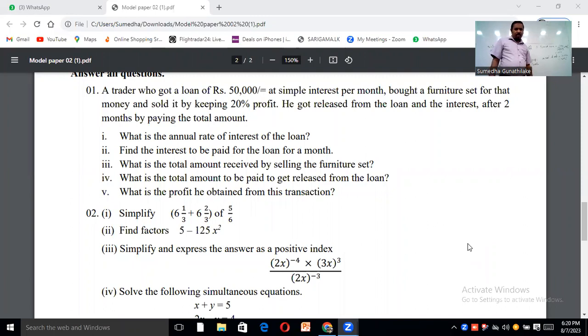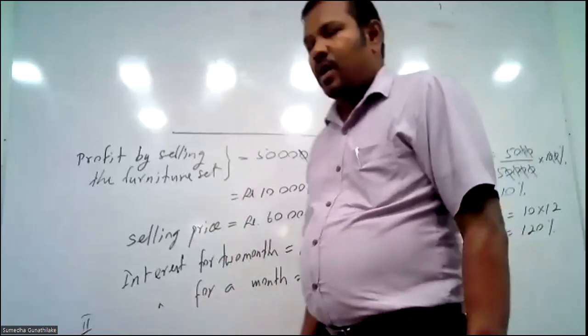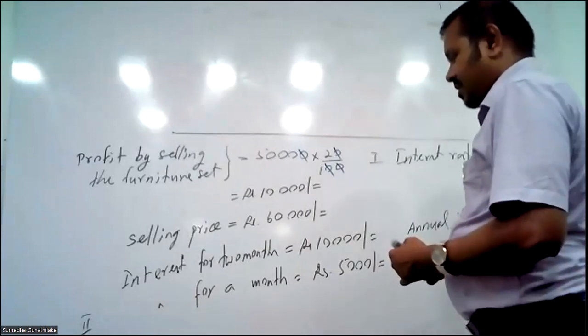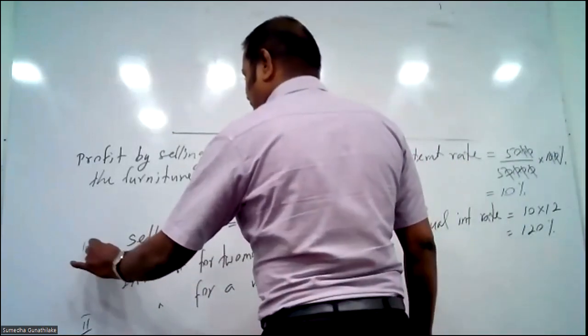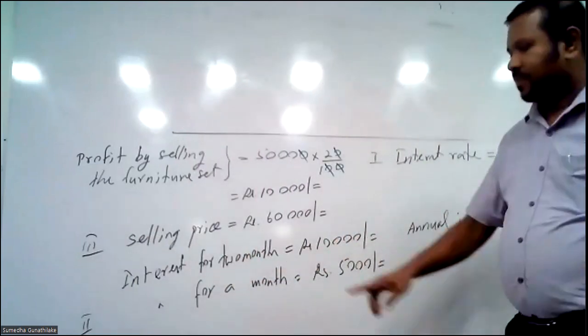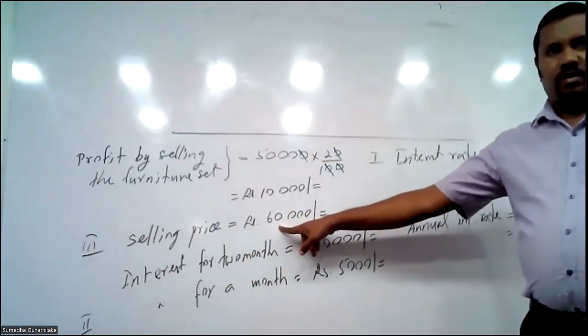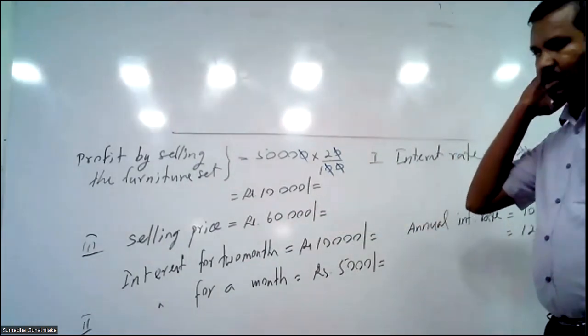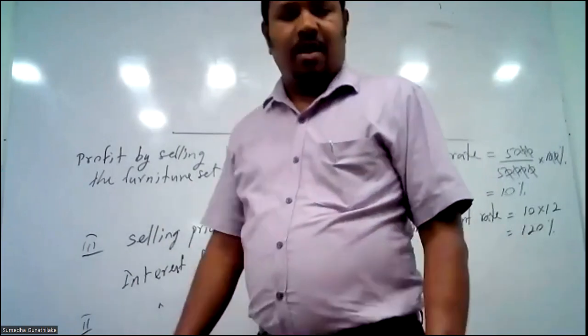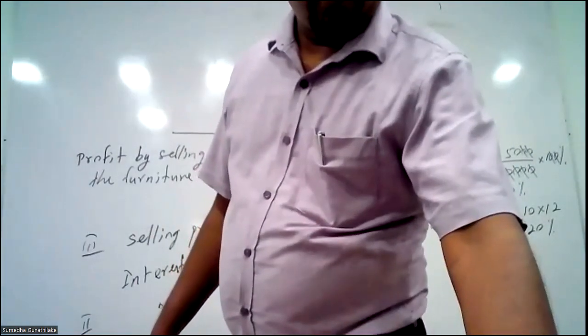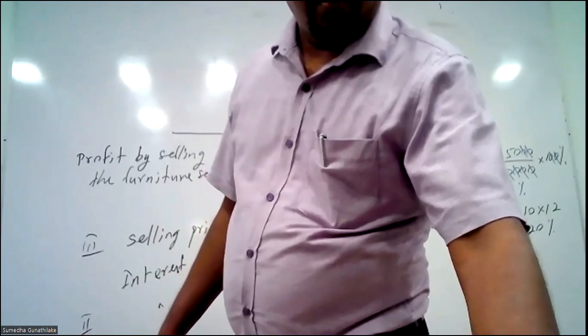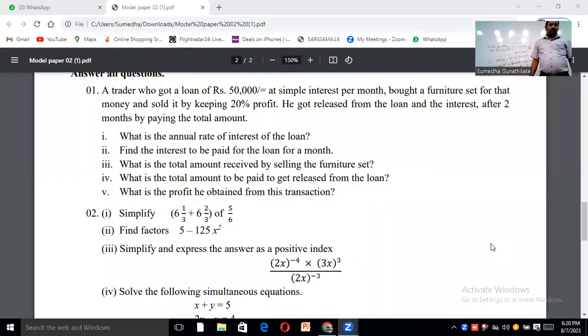Or the total amount received by selling the furniture set. That is 60,000, no? 60,000. The total amount received by selling the furniture set, 60,000. Or the total amount to be paid to get released from the loan. Same.